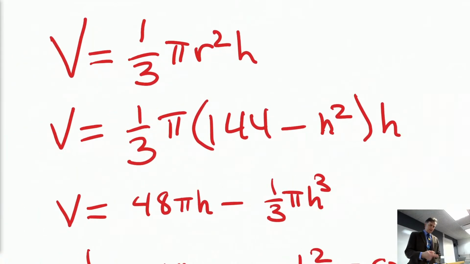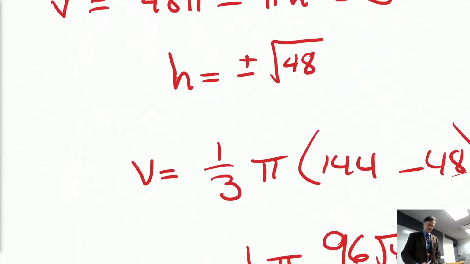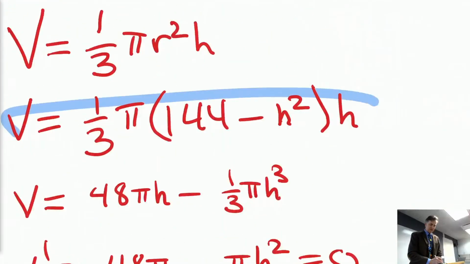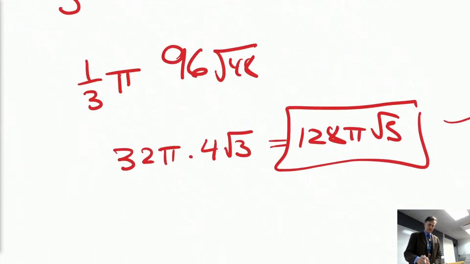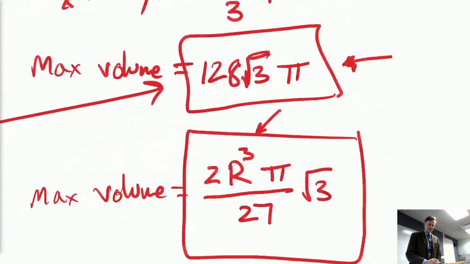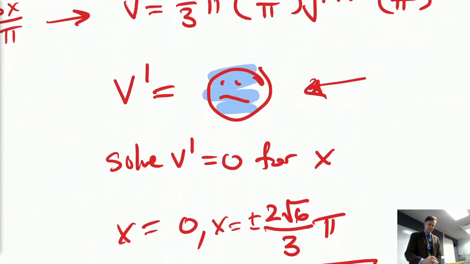And then just do the derivative of this thing, set it equal to 0, solve for h, plug it back in. So I got h equals plus or minus radical 48, and I plugged that back in to this expression and got this, which gave me that. And I was super happy, as you can see, that it was exactly the same as what I got doing it the hard way when I was feeling not so happy.